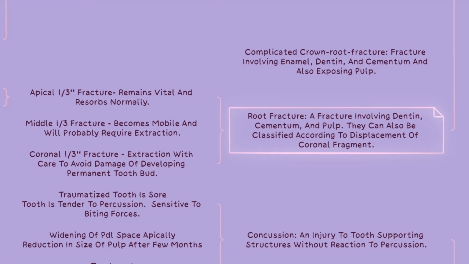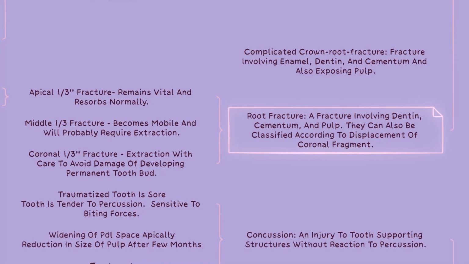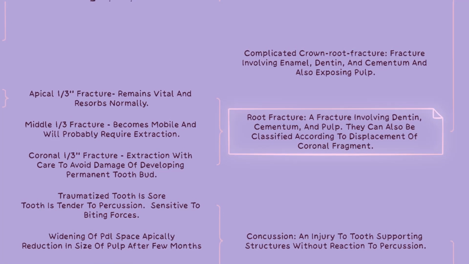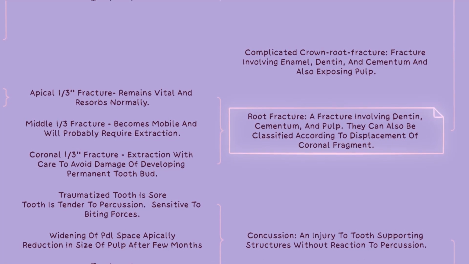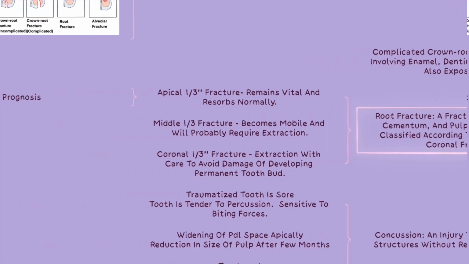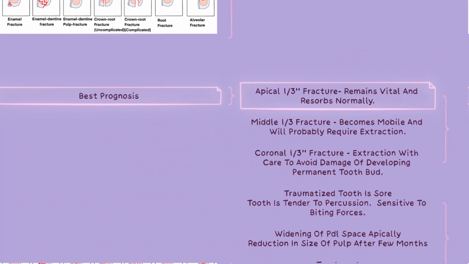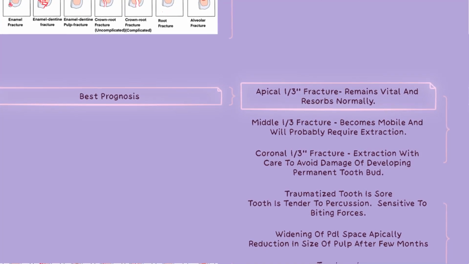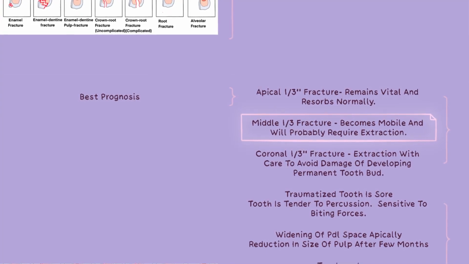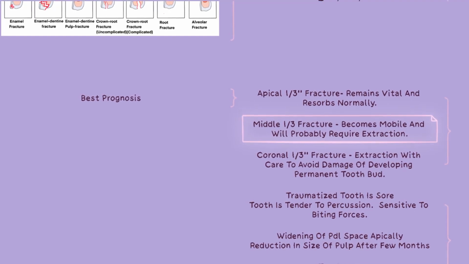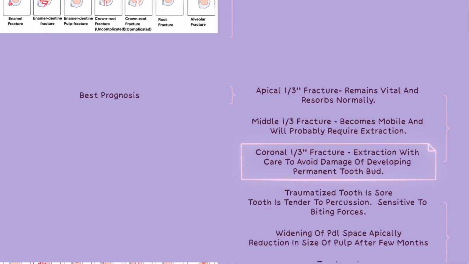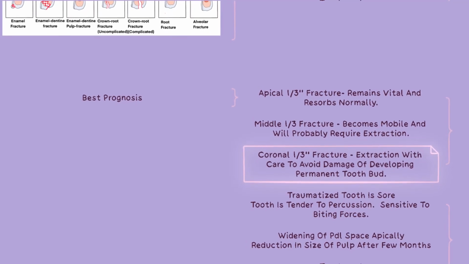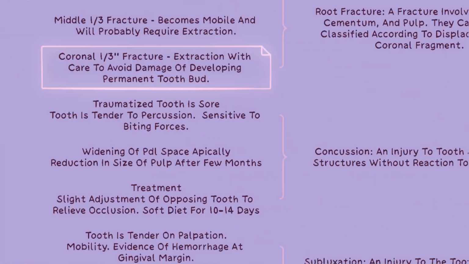It can be classified as either a vertical fracture or a horizontal fracture. Vertical fractures are more serious than horizontal fractures. Prognosis depends on the position of the fractured segments. Apical 1/3 fractures have the best prognosis since the tooth remains vital and resorbs normally. In middle 1/3 root fractures, the tooth is mobile and may require extraction. In coronal 1/3 fractures, care should be taken while extraction to prevent damage to the underlying tooth bud, if any.